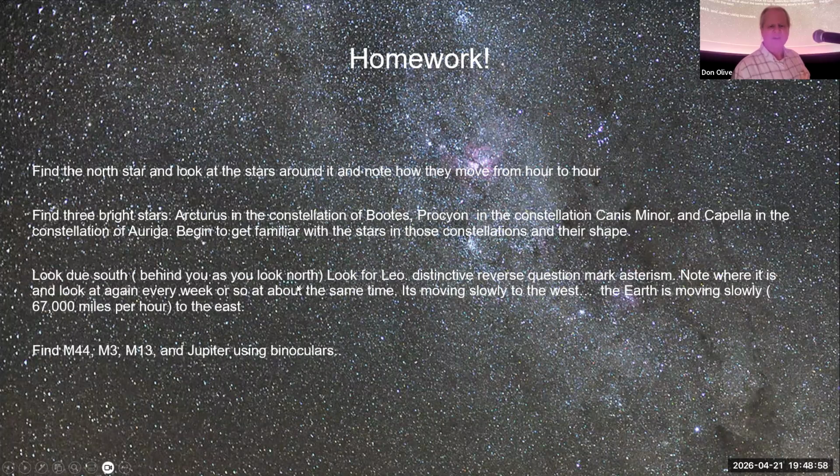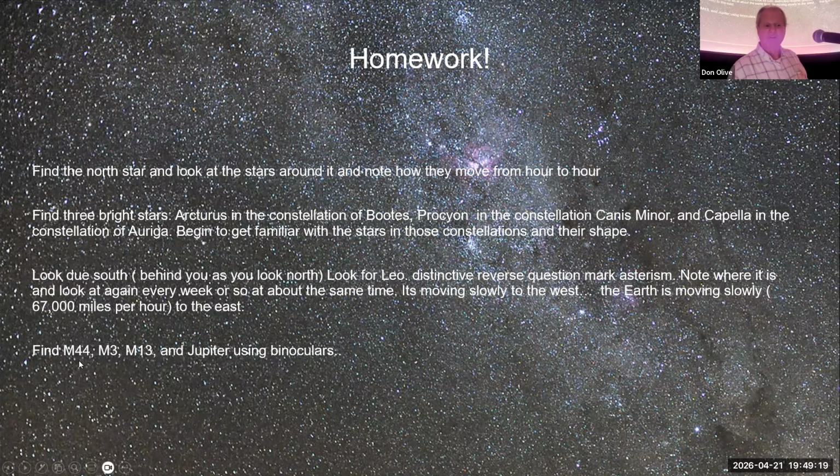Now I want you to look due south. Look for Leo. Once again, the reverse question mark. Note where it is. Then every week or so, notice how Leo is slowly moving to the west. It's actually us moving 67,000 miles an hour around the sun, back towards the east.